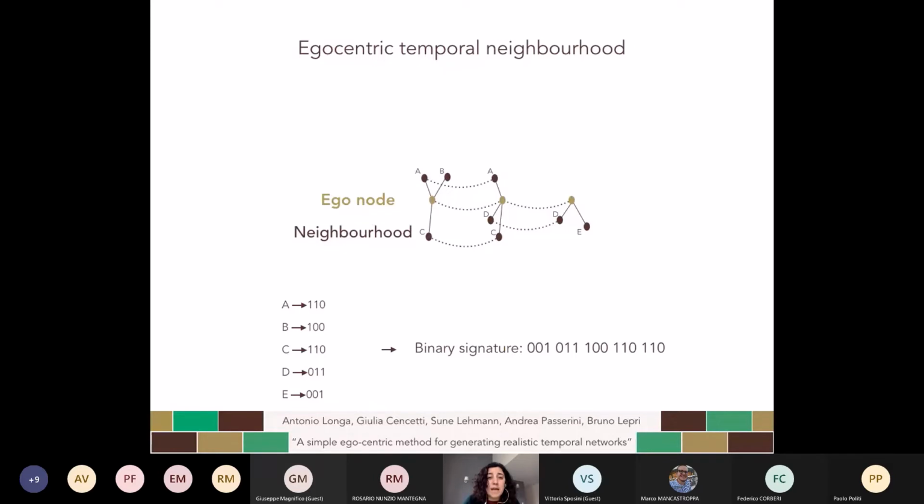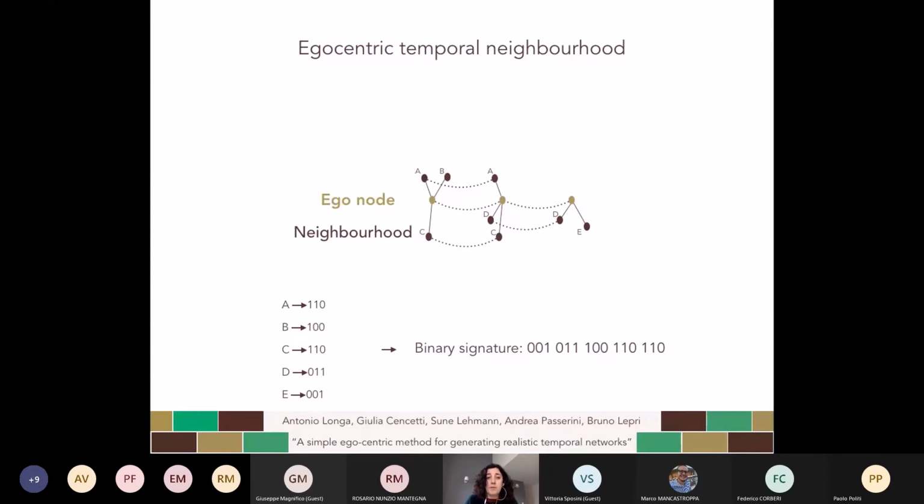During these time steps, we also pay attention to keep track of all the preserved interactions. So for instance, here you see that the ego node is interacting with node A at the first time step, then this interaction continues until the second time step, and then it ends.